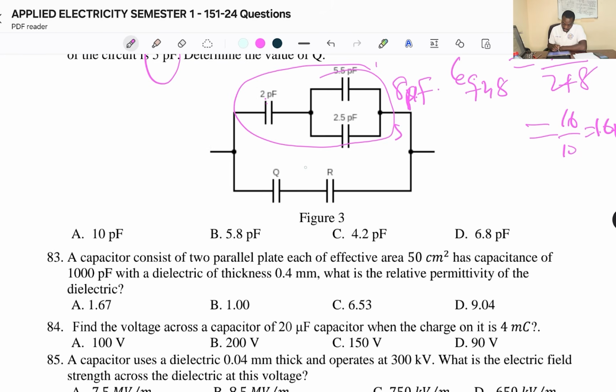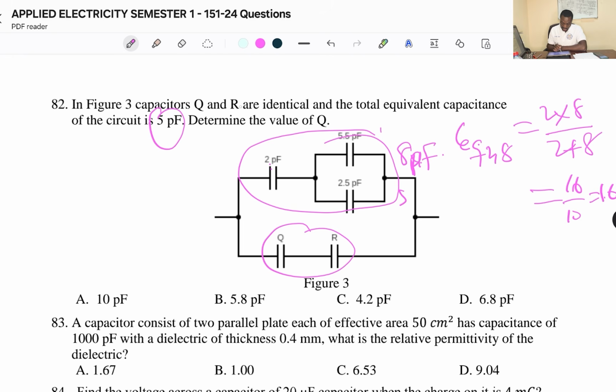So when you come to the bottom, we have to get the equivalent capacitance. We have been told that Q and R are identical, so we can easily get the equivalent capacitance. They are connected in series, right? So since they are in series, I can take only Q, which represents the capacitance, and that will just be Q over 2, right? They are identical.